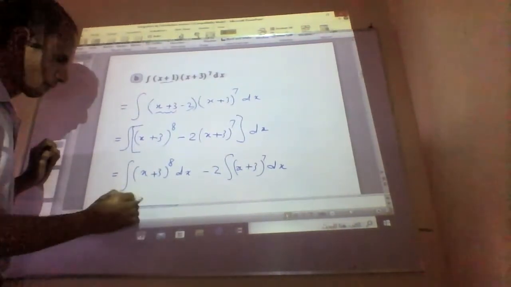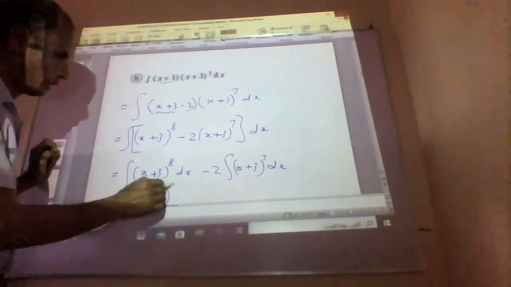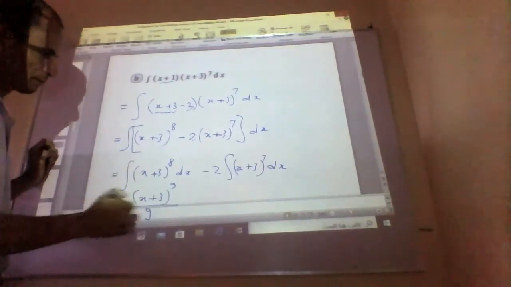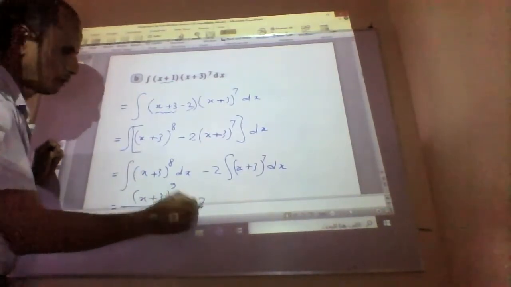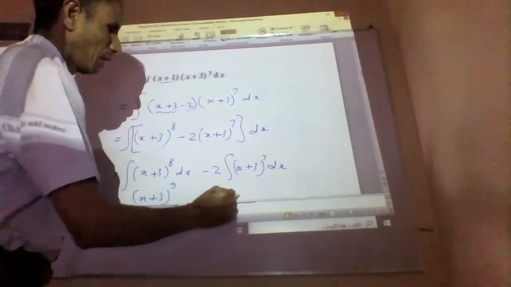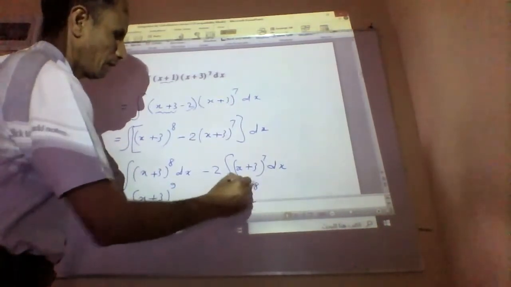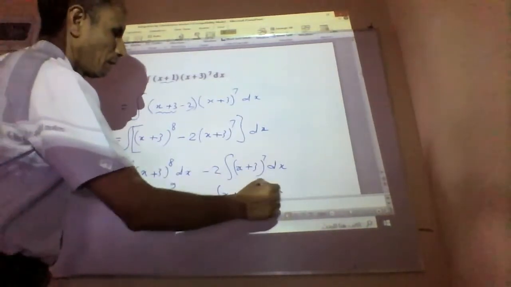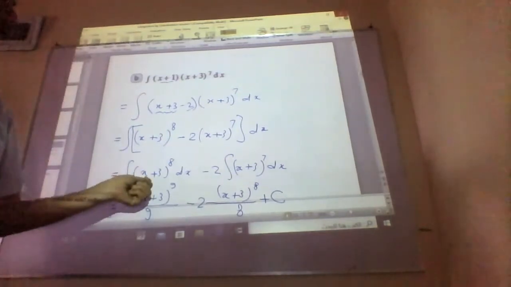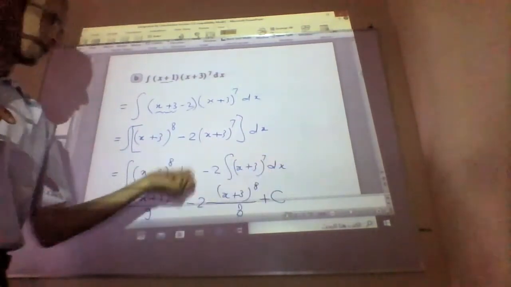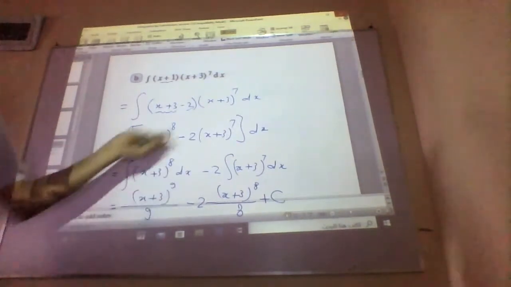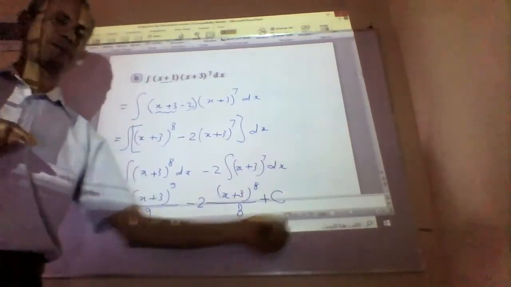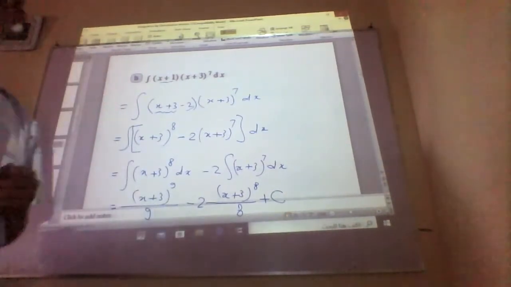Now it will be (x plus 3) power 9 over 9 multiplied by the coefficient of x, which is 1, minus 2 times (x plus 3) power 8 divided by 8 times 1, plus constant. Here we have a constant, and here we have a constant. The sum or the difference of two constants will be a constant also, so we write only one constant.